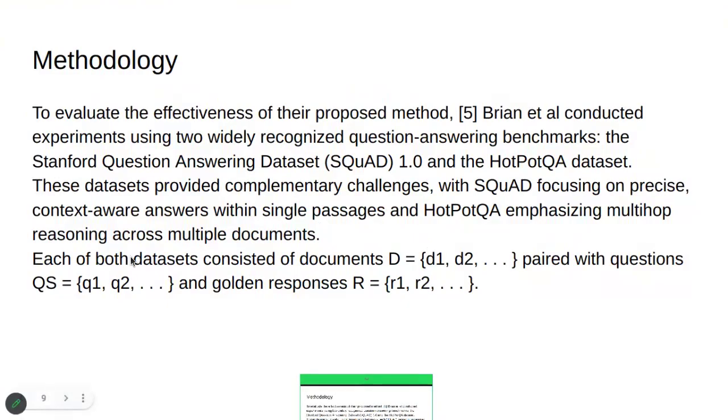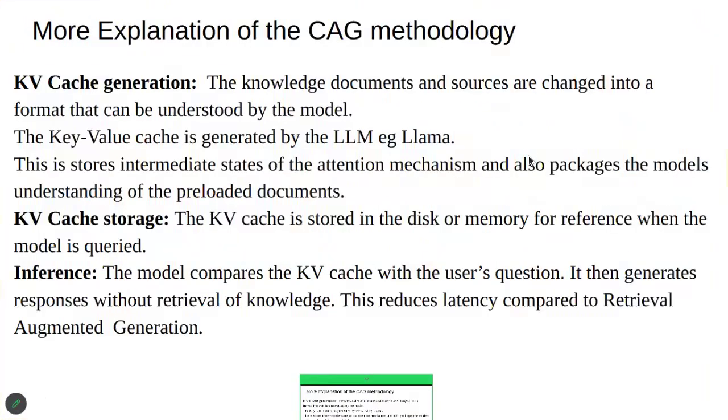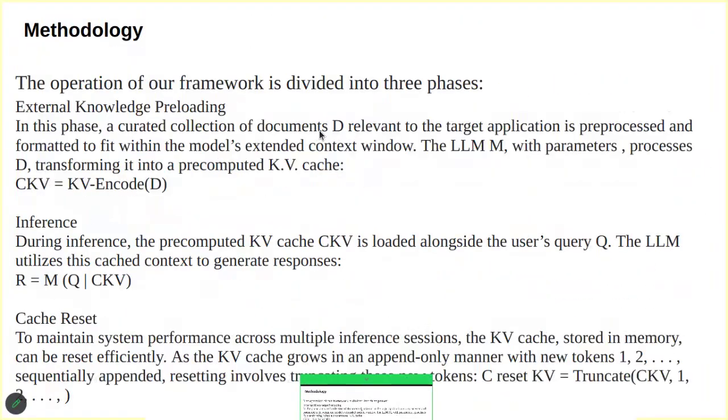Multi-hop reasoning. Wow. Okay. Now, both datasets consisted of documents D, which is D1 and D2. This is what we feed into our KV encode formula to get CKV. So all those documents, D1, D2, D3, D4, D5, D6, are fed in to get the key value formatting in the cache memory.